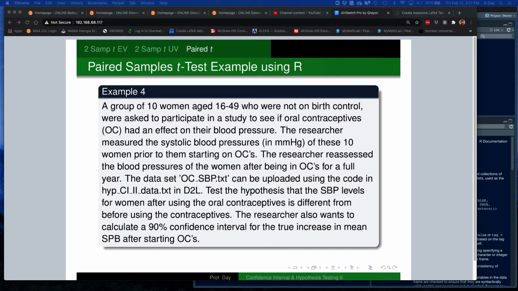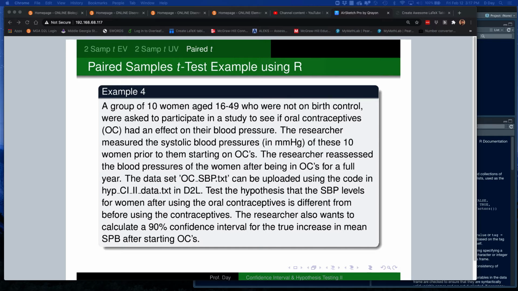I'm giving you the data set in the R code only file. It's called OC_SPB, which stands for oral contraceptive systolic blood pressure, and it can be uploaded using the code that's in the R code only text. We'll do this in a minute anyway.